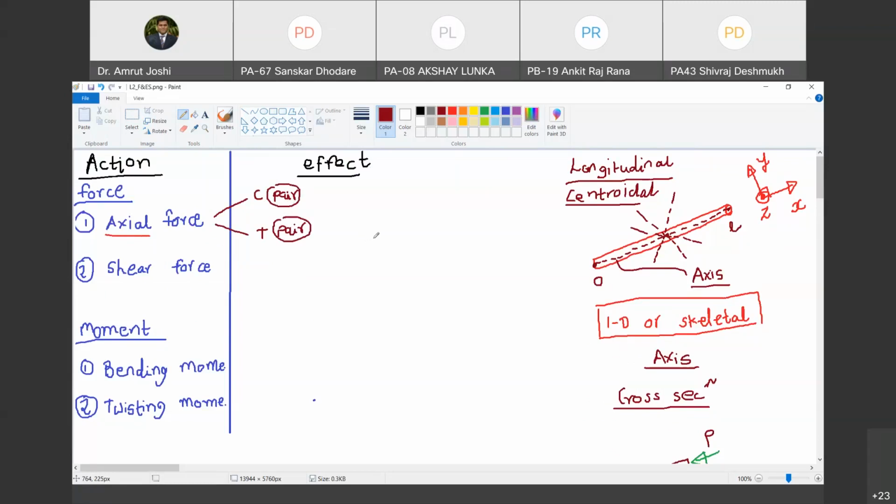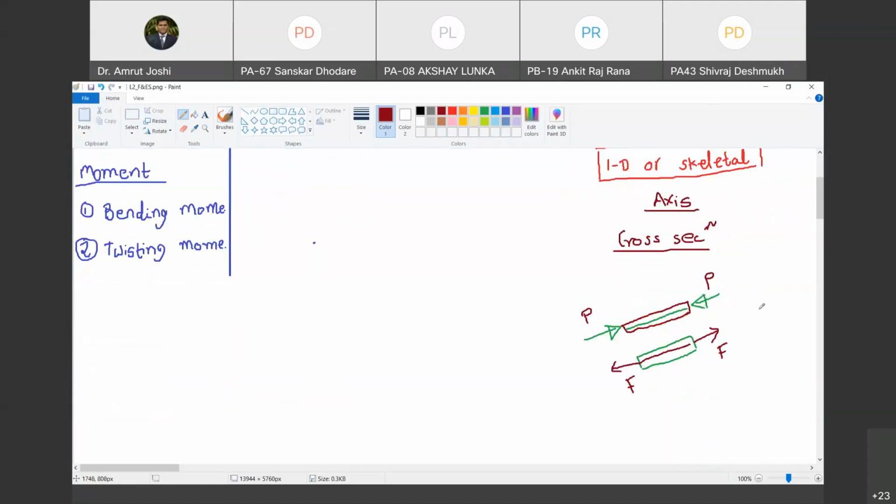Yes, sir. So how do you define axial compression or axial tension? It is a pair of forces having their line of action along the axis of a skeletal member. If that pair tries to contract the member, I am going to call it compression. If that pair tries to elongate the member, I am going to call that pair axial tension. Do you agree with me? Yes, sir.